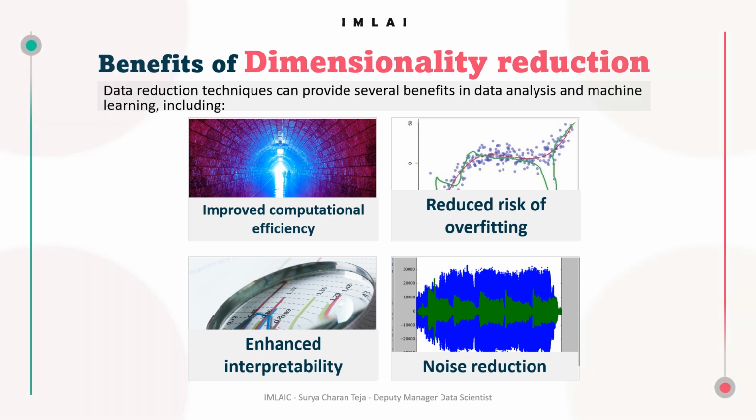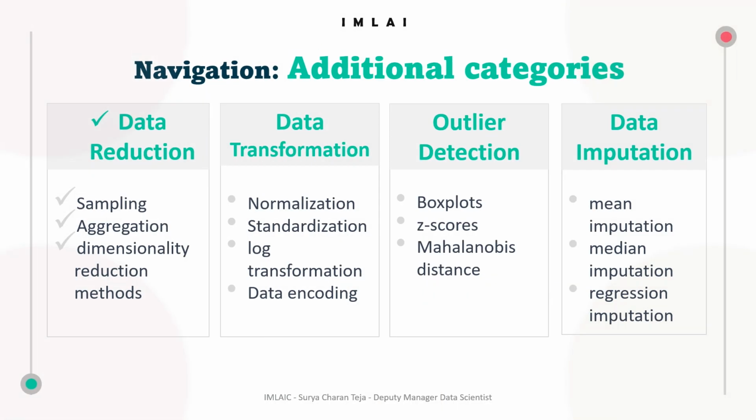With this, we are concluding the data reduction, the dimensionality reduction, also various techniques in dimensionality reduction. So now let's get into the navigational map of additional categories. So far we are done with data reduction, that's sampling we have seen, aggregation we have seen, dimensionality reduction methods or dimensionality reduction techniques we have seen.